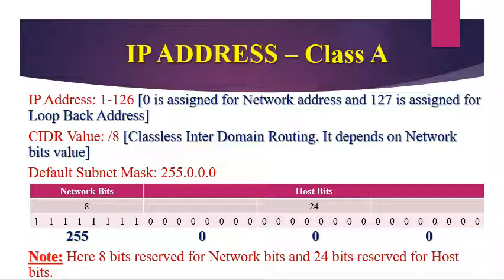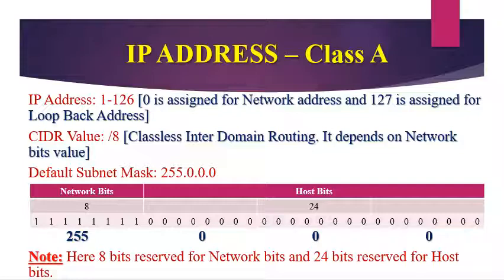The default subnet mask is 255.0.0.0. How do we say that the default subnet mask is 255.0.0.0? In every class, the format can be divided into two groups: one is the network bits, another is the host bits. For class A, out of 32 bits, the first 8 bits are allocated for network bits and the remaining 24 bits are reserved for host bits. So in class A, network bits are 8 and host bits are 24.